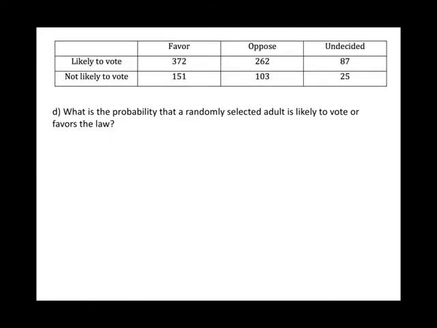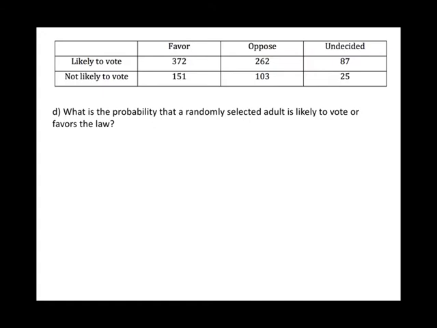Okay, next question. What is the probability that a randomly selected adult is likely to vote or favor the law? I want you to highlight the "or." We have two events here and we're working with "or." Remember, if you're working on the probability of an "or," you need to think about whether the events are mutually exclusive or not. Mutually exclusive means disjoint. Not mutually exclusive means they do have an intersection.